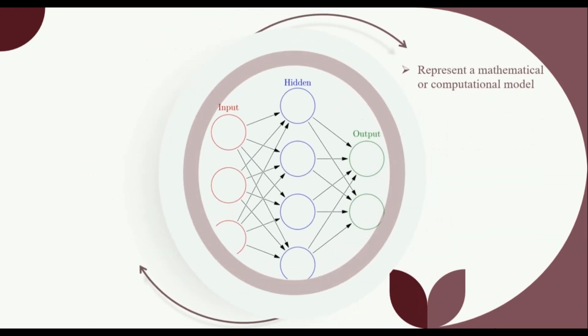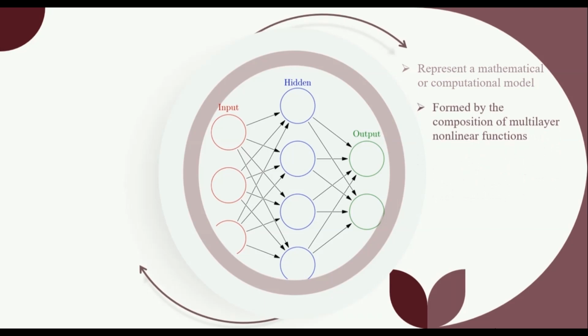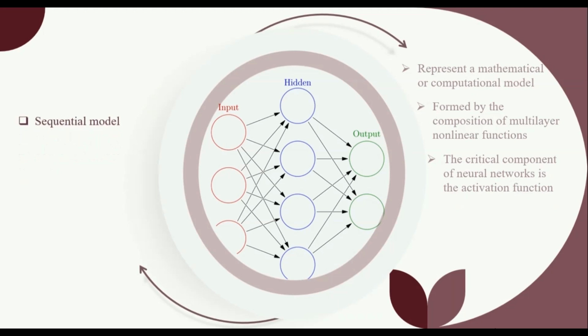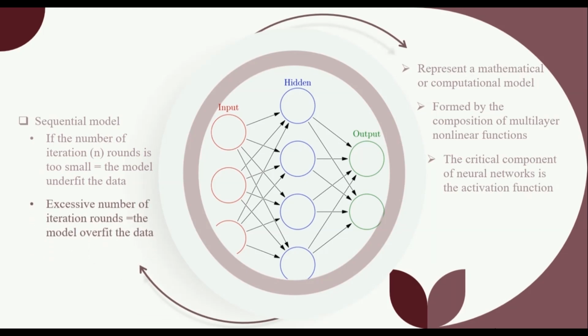Neural networks represent mathematical or computational models functioning as nonlinear and adaptive information processing systems. They consist of interconnected nodes forming multilayer nonlinear functions, creating complex and adaptive models. The critical component of neural networks is the activation function. This paper adopts the sequential model for constructing highly complex networks with careful selection of activation functions for input, hidden, and output layers. Additionally, setting a reasonable number of iteration rounds matters: if the number of iteration rounds is too small, the model underfits the data. On the other hand, an excessive number of iteration rounds leads the model to overfit the data.